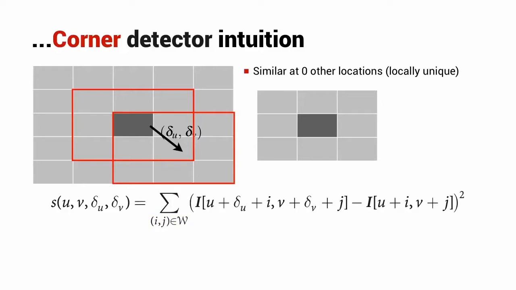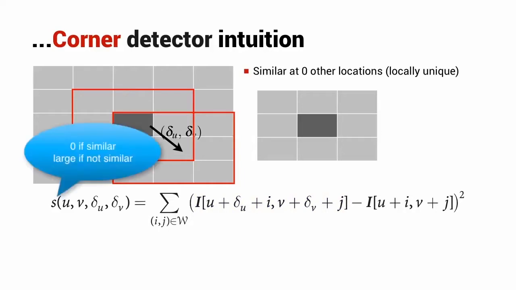So this is a similarity measure. It's going to tell us how similar the central window is to the shifted window. And we can compute the similarity for an arbitrary value of shift. Similarity has got a value of 0 if the two regions are identical, and has a large positive value if the regions are not similar.